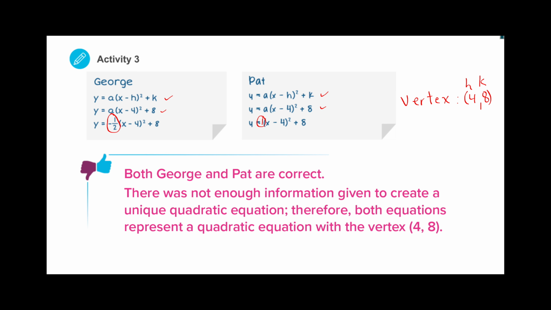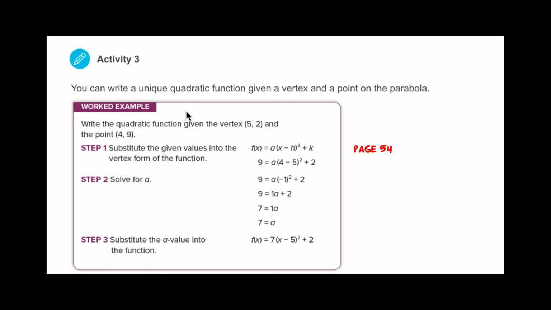But let's look at this worked example here. We're still on page 54. Here's how you actually find the equation of a quadratic function if you have 2 points. So here are the 2 points. We have point number 1 and we have point number 2. We have x, y and x, y. And the question is, write the quadratic function given the vertex. That's important because we know h and k. Let's write that down. So that'll be h and that will be k.